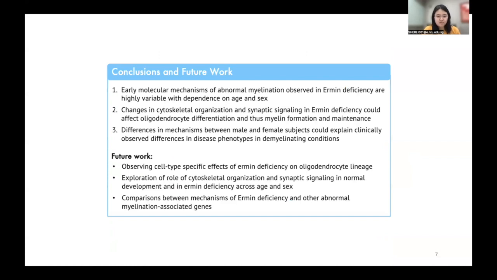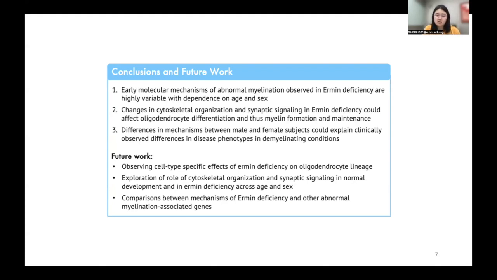So for my project so far, the findings would be that the early molecular mechanisms of abnormal myelination are variable with dependence on age and sex, as there are differences in male and female mice. And some of the genes that are being affected are associated with cytoskeletal organization and synaptic signaling, suggesting that these processes are affected in Ermin deficiency and could affect both oligodendrocytes and neurons.